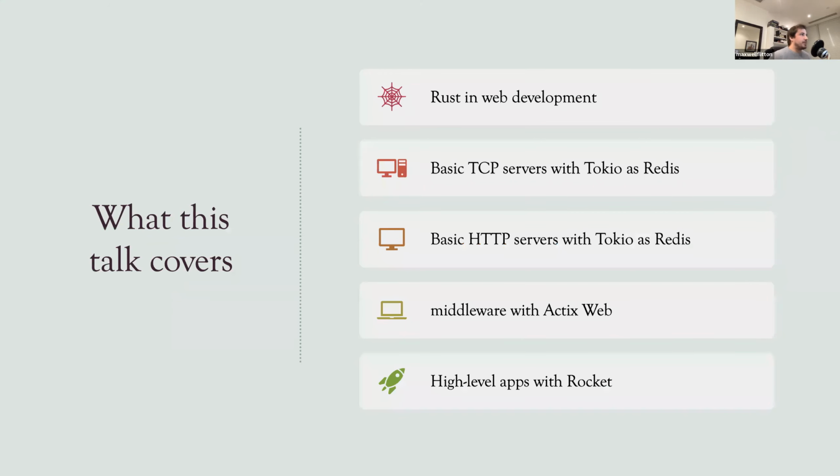So going into what we're going to do, we're going to talk about Rust in web development, and we're going to go over a basic TCP server with Tokio, and we're rewriting Redis, but we do a very basic version of Redis. Then we're going to upgrade it to HTTP, still with Tokio, and then we're going to go into higher level stuff. We're going to go into Actix web middleware, and even more higher level, which is Rocket.